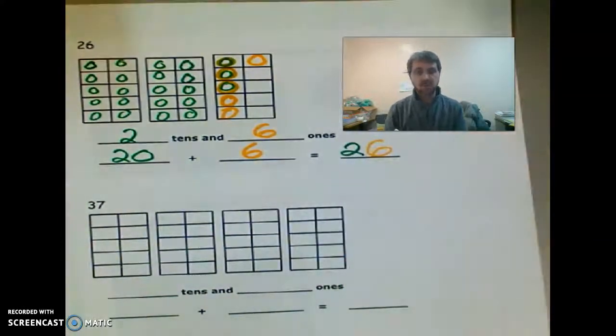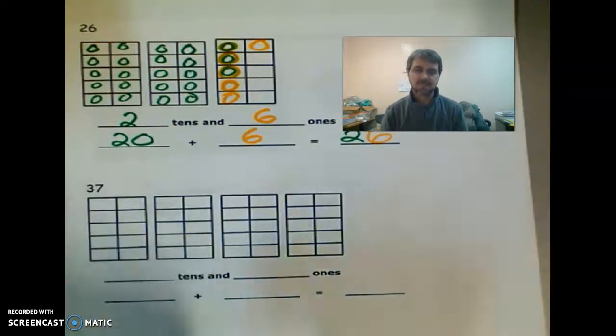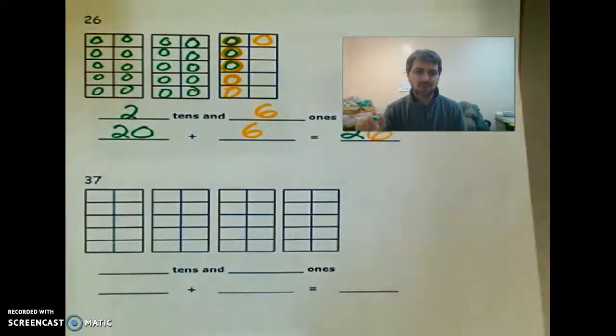So you try this one. It's 37. It's a lot of drawing, but it's not bad. If you just do the circles, you don't have to color them in. Just do a circle and you're fine.